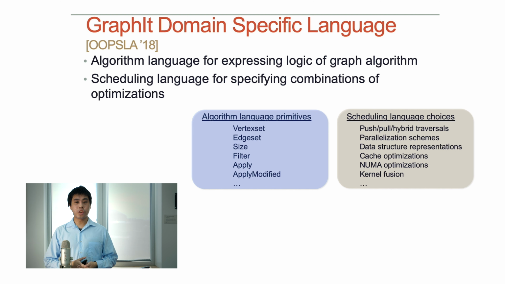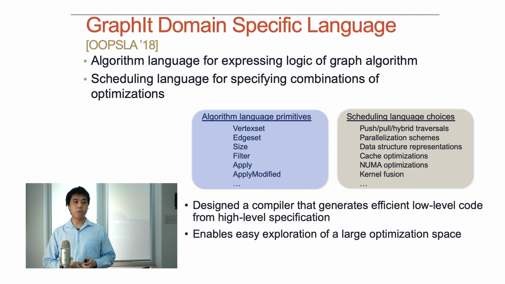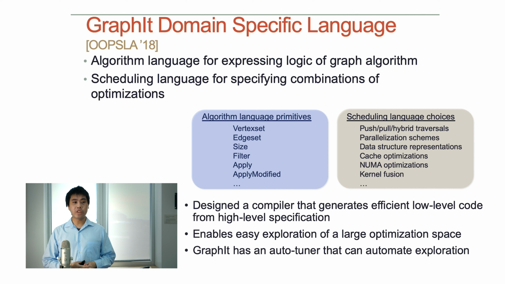The scheduling language contains different optimizations that have been proposed in the literature for graph processing, including different traversal schemes, different parallelization schemes, data structure representations, different locality optimizations, as well as kernel fusion. Graphit contains a compiler that can generate efficient low-level code from the high-level algorithm and scheduling specification. Because we separated the algorithm language from the scheduling language, this enables an easy exploration of a large optimization space just by tweaking some parameters in the scheduling specification, and the algorithm specification doesn't need to be modified at all.